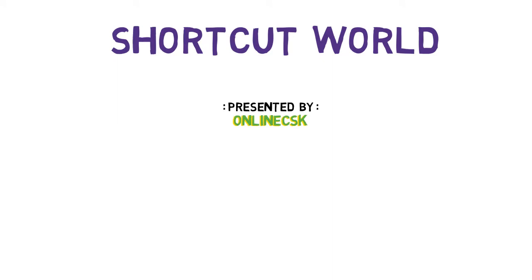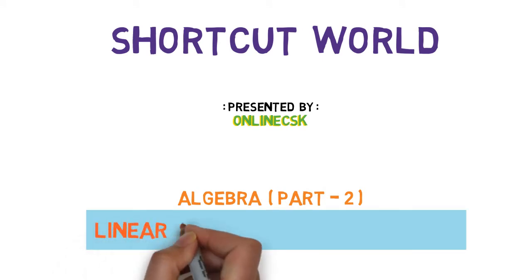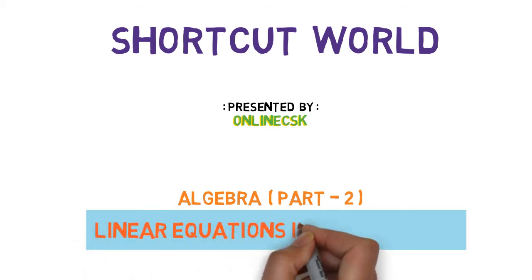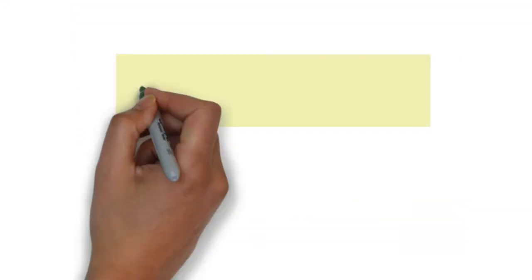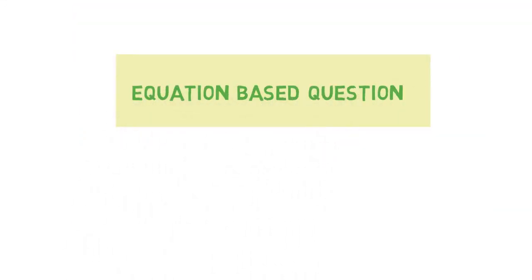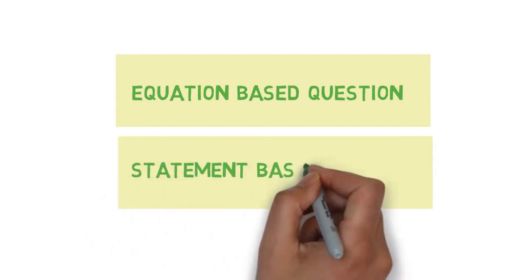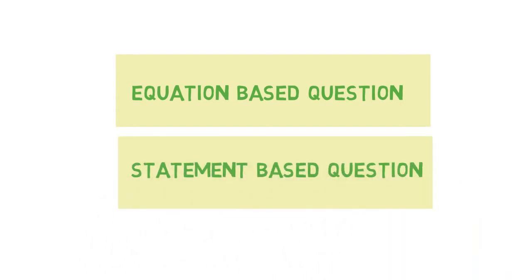Today we are going to look at a very fundamental topic, which is linear equations in one variable. As the name suggests, linear equations means the degree of the variable is 1. Today we are going to look at different varieties of linear equations, and this topic is very important from a student's point of view. So without wasting time, let's get started.